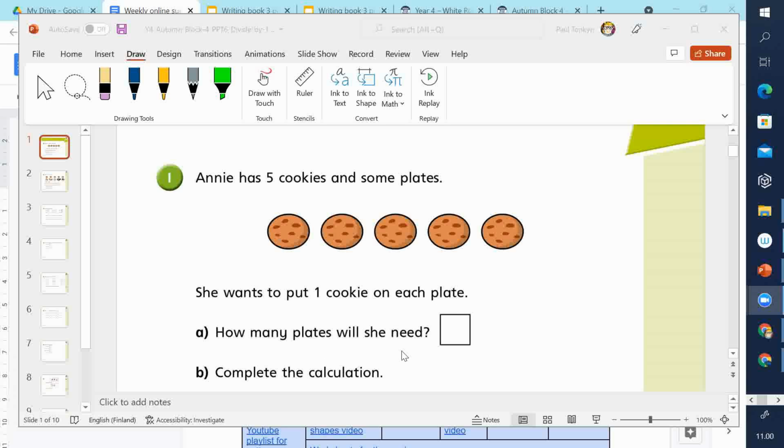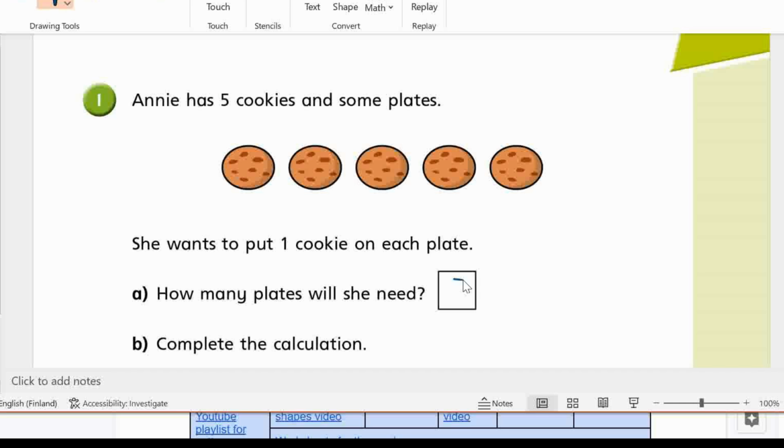So she wants to put 1 cookie on each plate. How many plates will she need? 5, right? That's easy, isn't it? Makes sense? She wants 1 cookie on 1 plate, so she'll need 5 plates. She has 5 cookies.